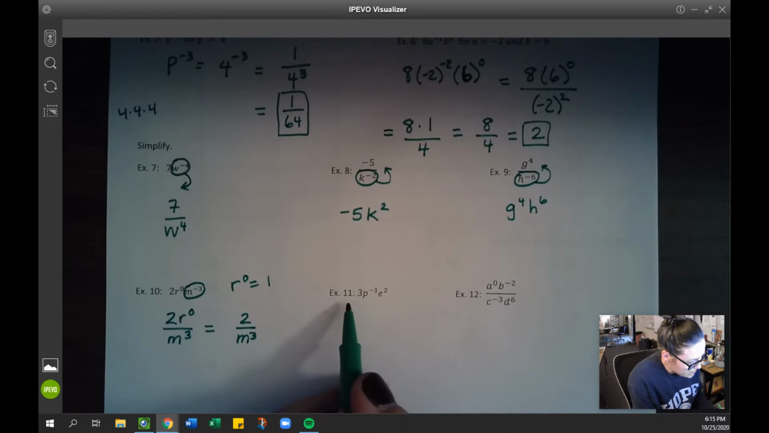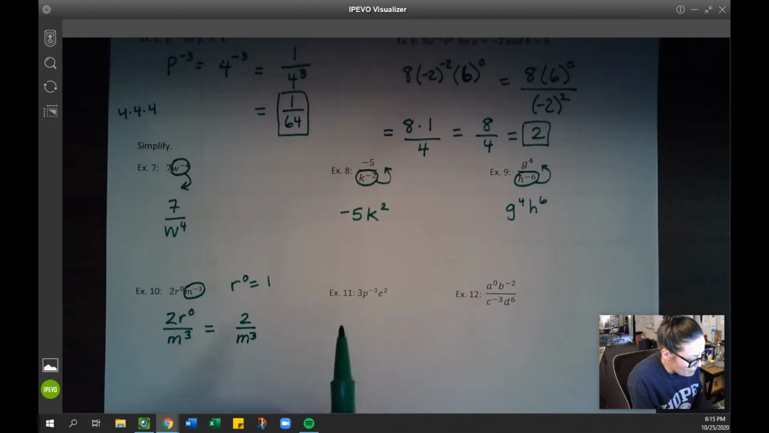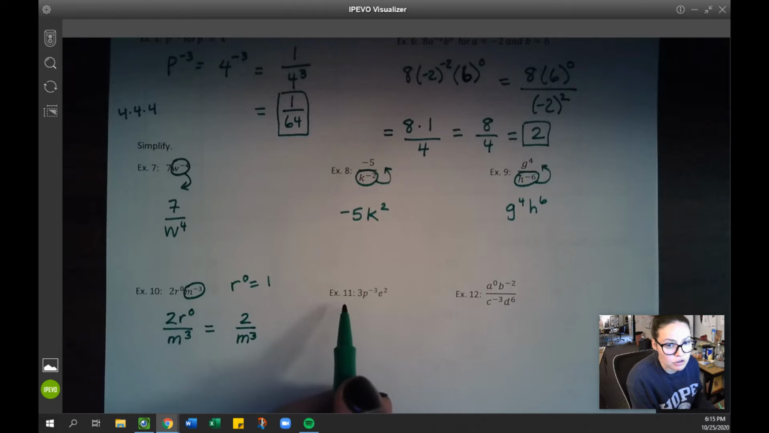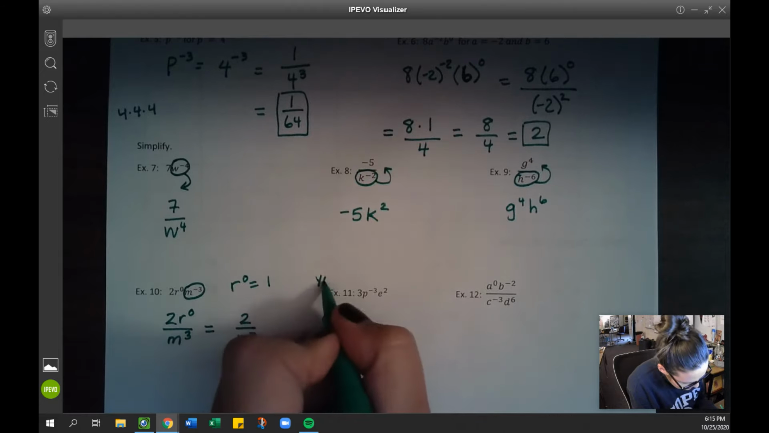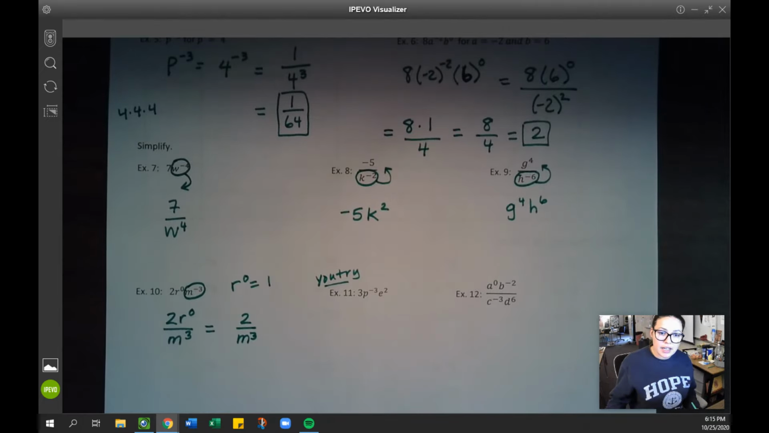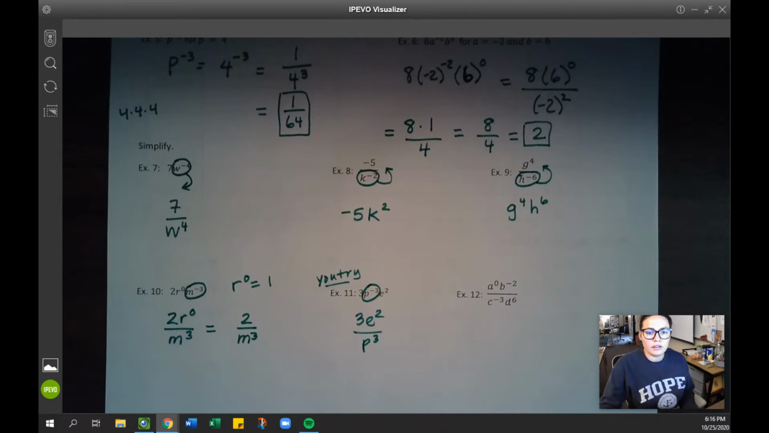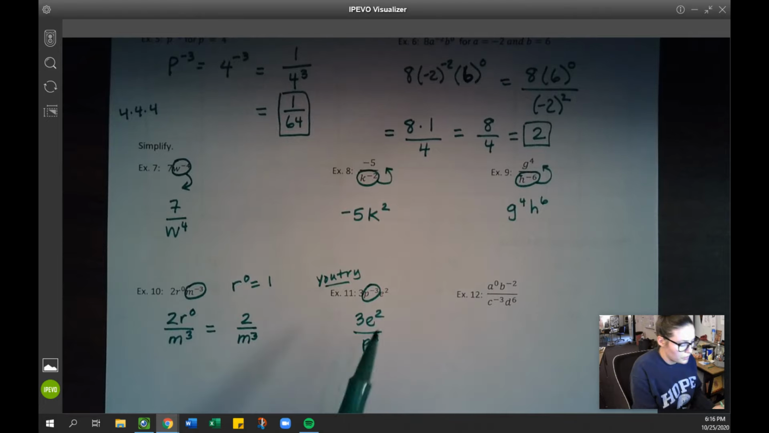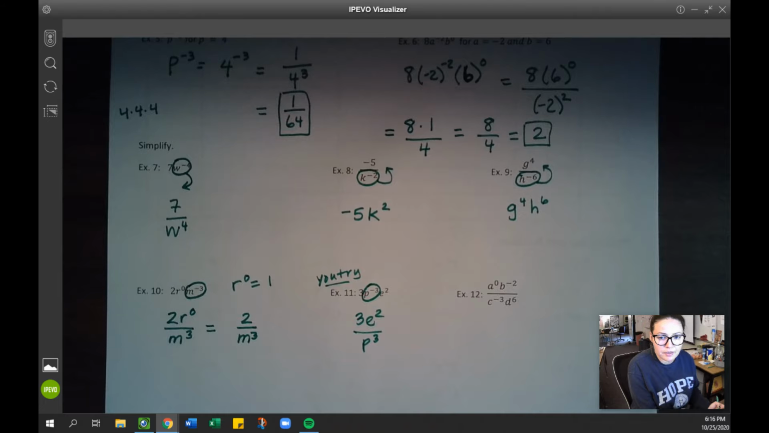All right. I'd like you to pause the video and try example 11 on your own. So pause the video, try example 11, and then check your work in a minute. All right, so the only thing that has a negative exponent is the p. So that is going to flip to the bottom. 3e squared is going to stay where it is on the top of the fraction.